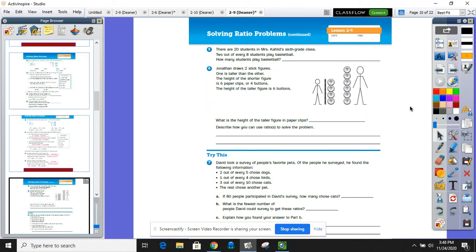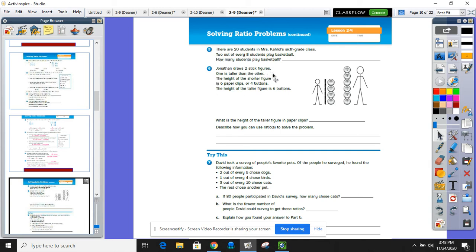So on this page, I'm actually not going to give you answers, but I'm going to give you hints. For number 5, if you got stuck with it, it said there are 20 students in Mr. Khalid's 6th grade class. 2 out of every 8 students play basketball. How many students play basketball? Well, let me give you a hint for that. 2 out of 8 is the same as saying 1 out of 4. That may help you out.